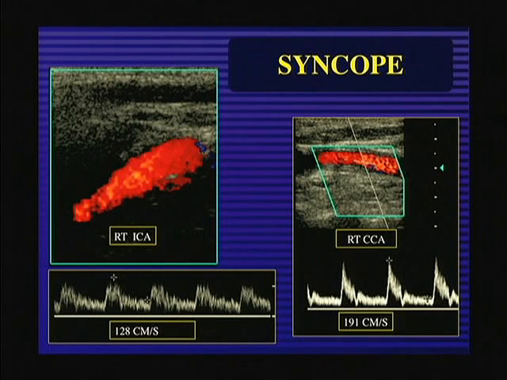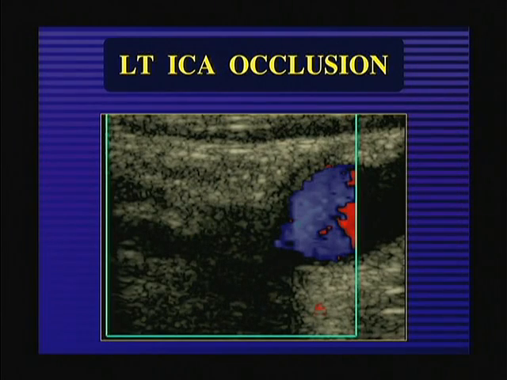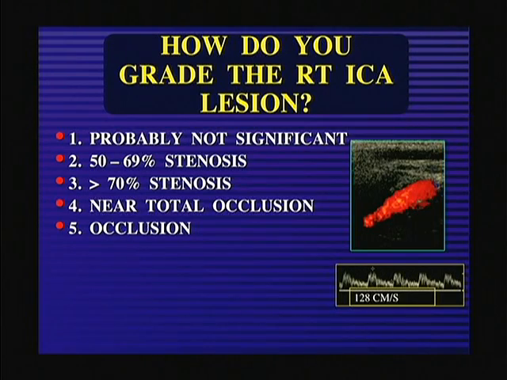Why the high velocities in the right? Got to look at the left. Left side, we see a left internal carotid artery occlusion. This is the reversal of flow at the level of the bifurcation. There is no flow seen in the internal carotid artery. So, what are we going to say about this lesion? We're going to say that we don't see a stenosis. It's probably not significant, although the velocity is elevated.